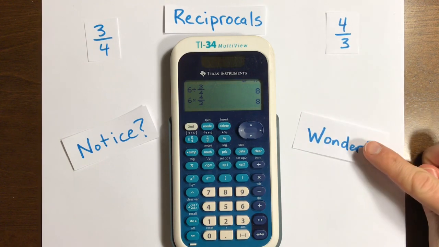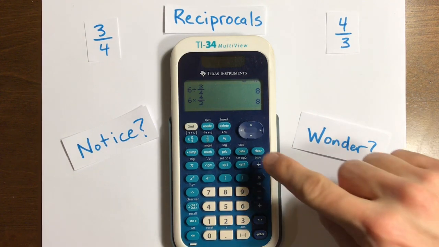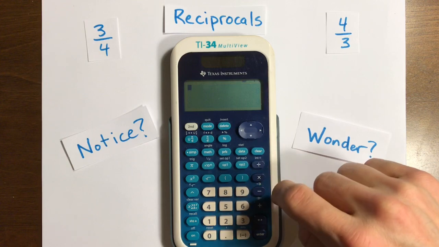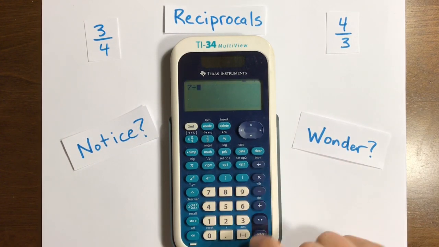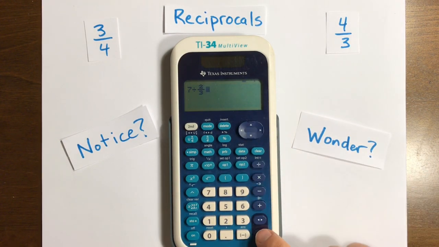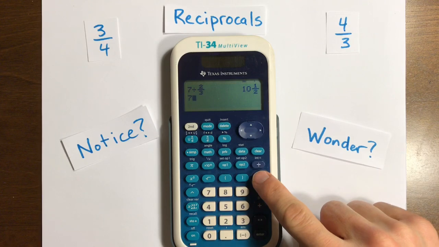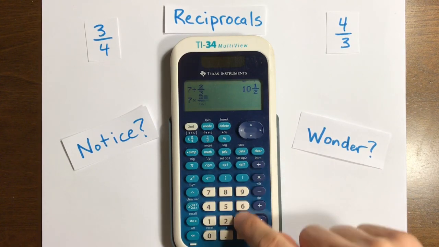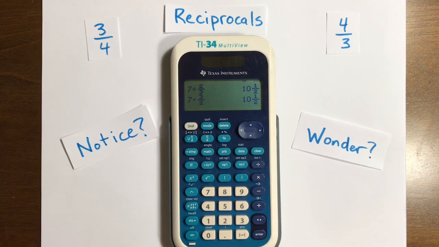I hope you wondered, does this always work? Well, let's find out by doing a few more examples. Let's try 7 divided by 2/3, 10.5, and now 7 times 3/2, 10.5.